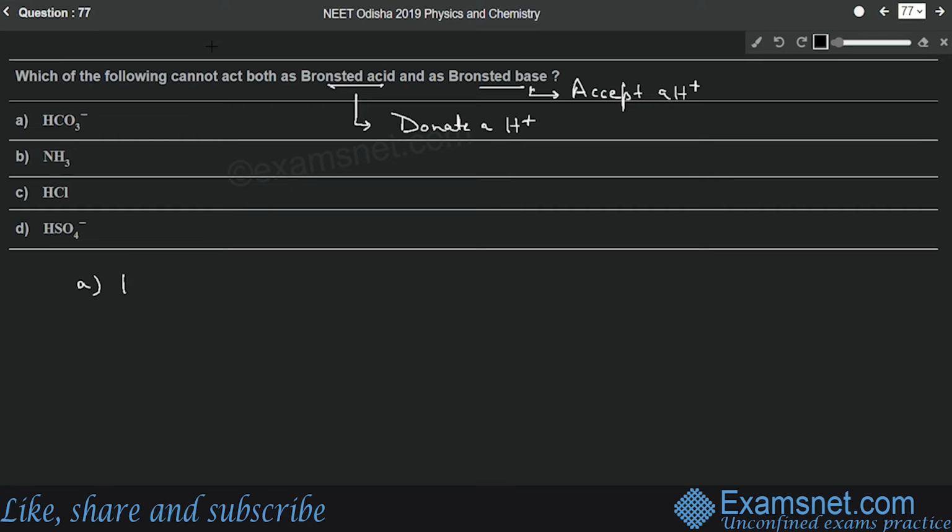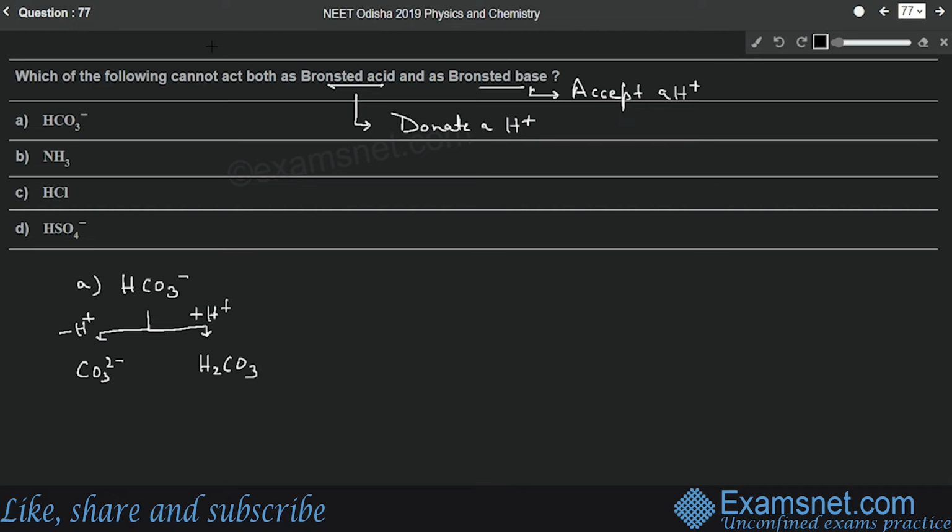First one is hydrogen carbonate, HCO3 minus. Now, it can either donate or accept a proton. Suppose it is donating a proton, that means one H plus is removed. Then what will be left? CO3 2 minus. On the other hand, it can also accept a proton, plus H plus, that means one more hydrogen will be added. So it will form H2CO3. That means this is acting as a Bronsted acid as well as a Bronsted base.